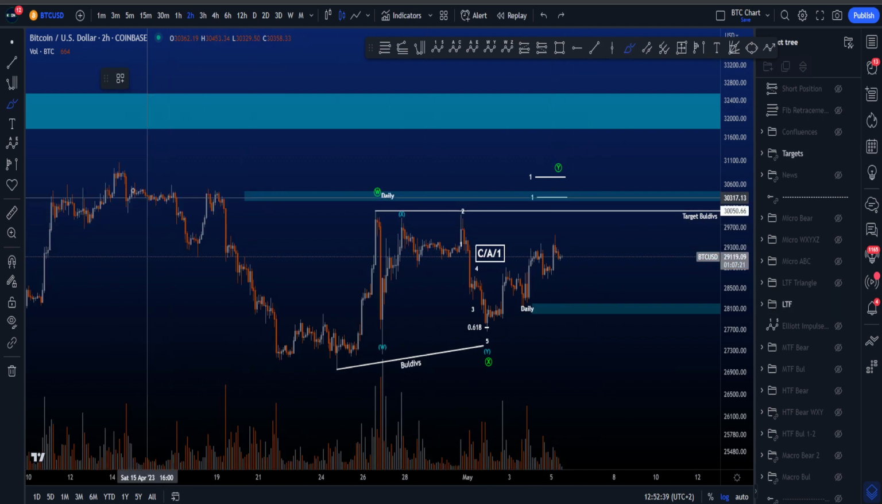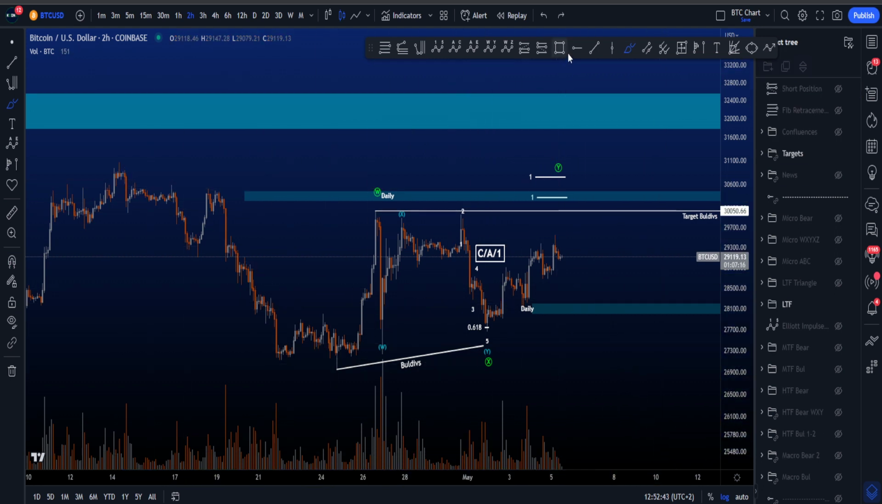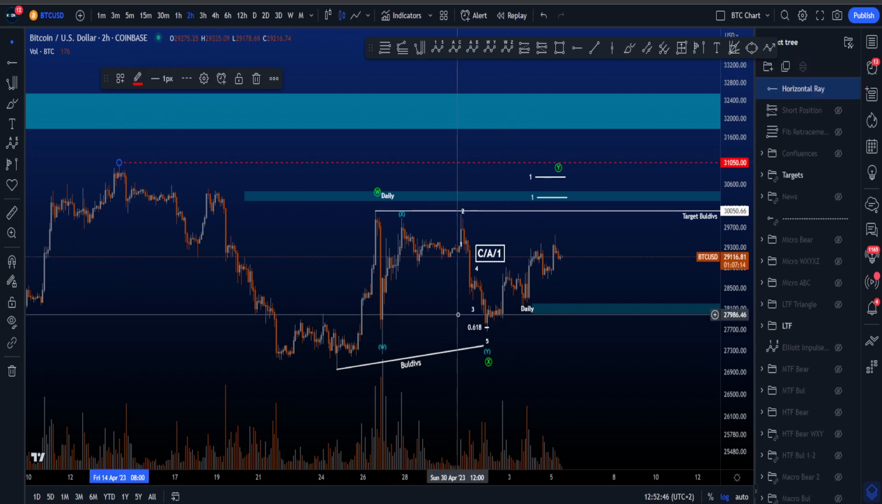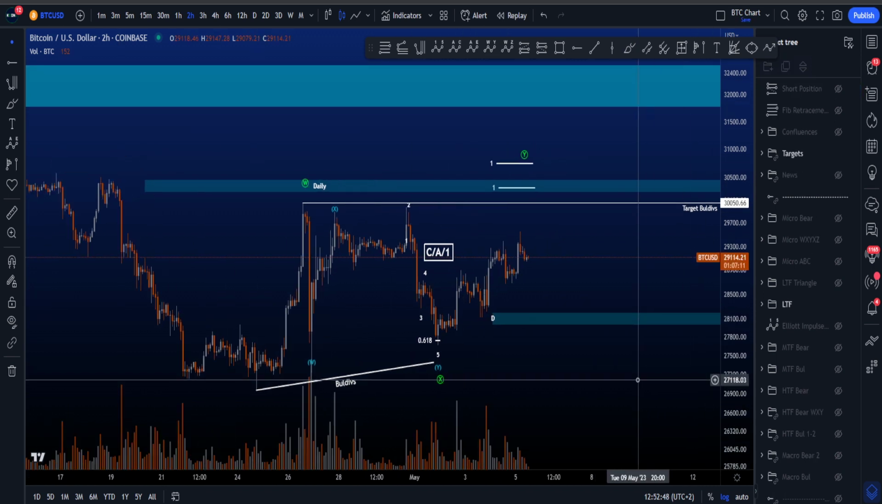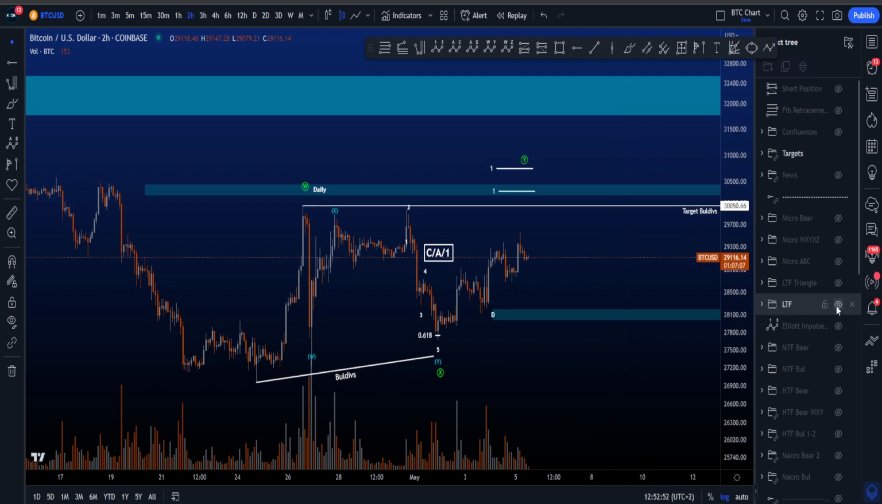Now the invalidation of this scenario, because this would then be a three-wave structure like this to the downside, is basically taking the high over here at 31k. So that is something to look out for in price if price is going to move impulsively to the upside.